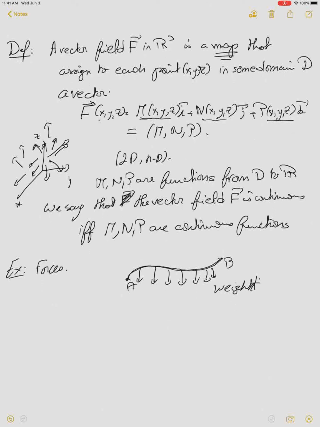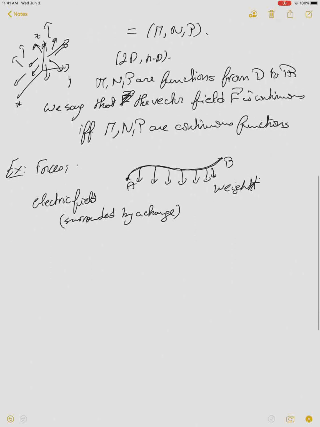There is the electric field, for example. There's the electric field surrounded by a charge. Just to tell you that they don't have to have motion in this case. Let's say I have just a point magnet here, and now this magnet creates a vector field. Do you agree?